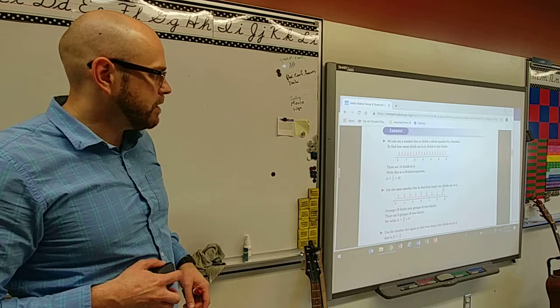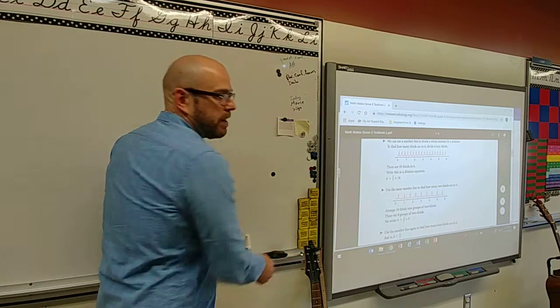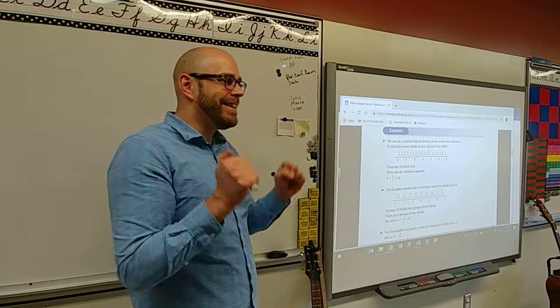Example here, this is on page 130. This one uses a number line.